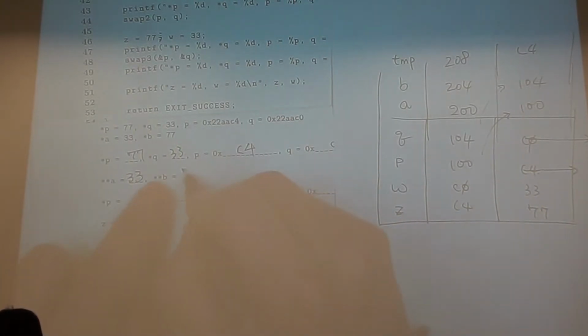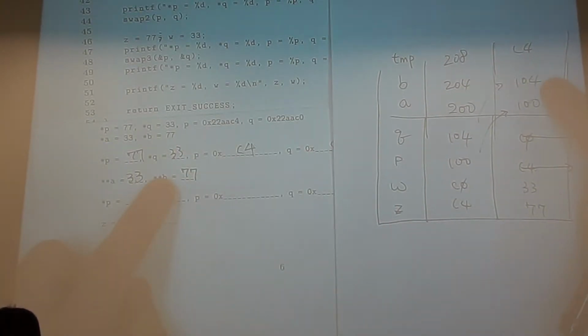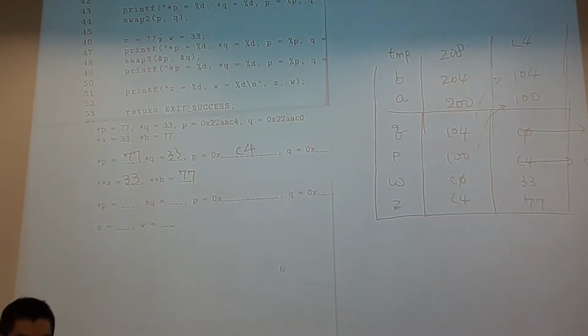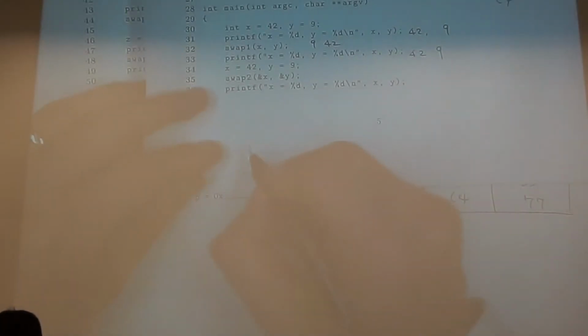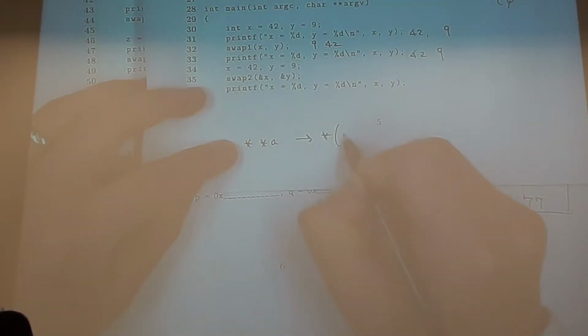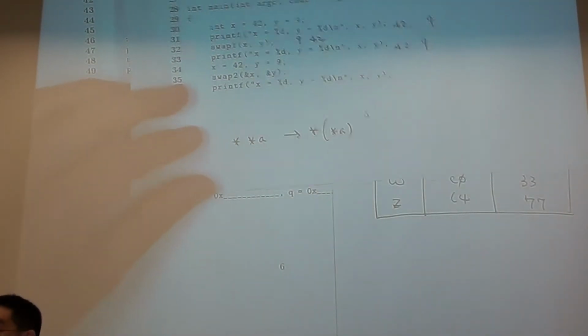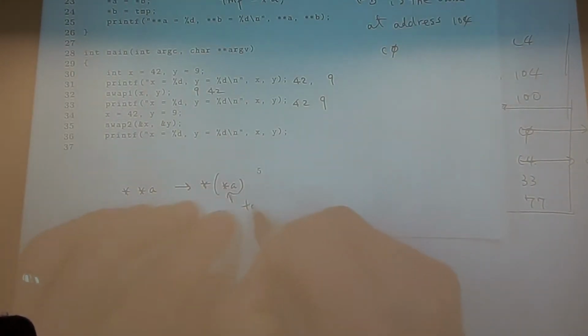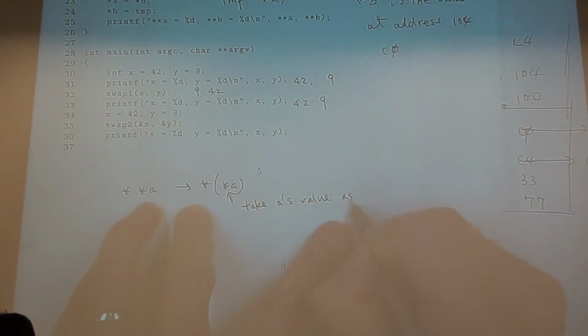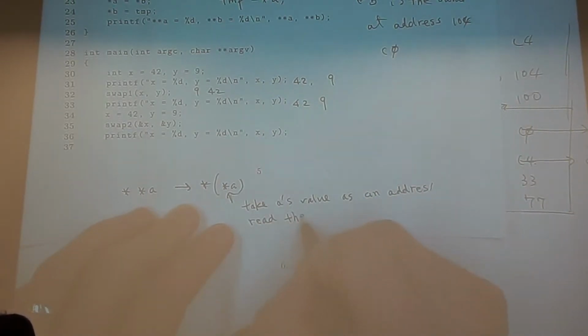And this one will be 77 because maybe I should clarify this again. Star A means you can think of this way. You add a parenthesis. So this means take the value as an address and read the value at that address.